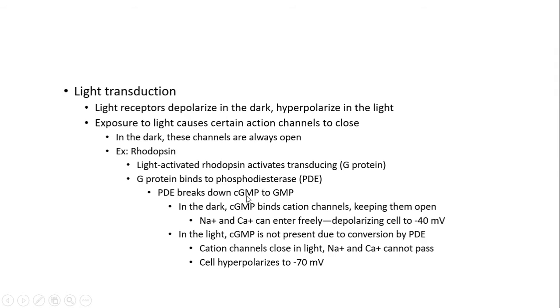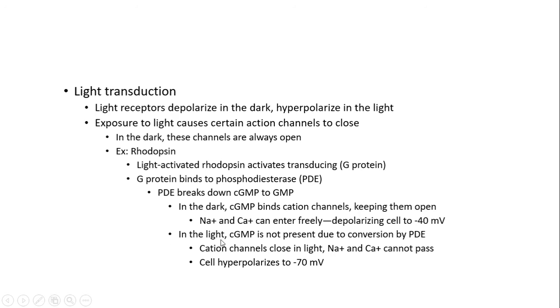Phosphodiesterase breaks down the cyclic GMP to GMP. And in the dark, normally, cyclic GMP is bound to these channels, keeping them open. And then the sodium and the calcium can enter freely, therefore depolarizing the cell to around negative 40 millivolts.